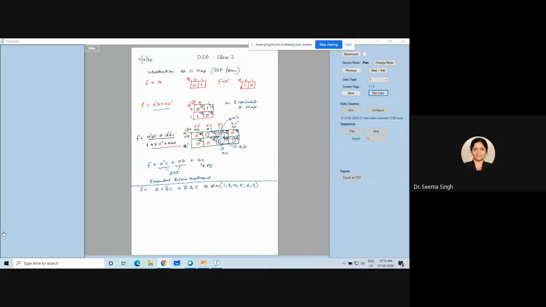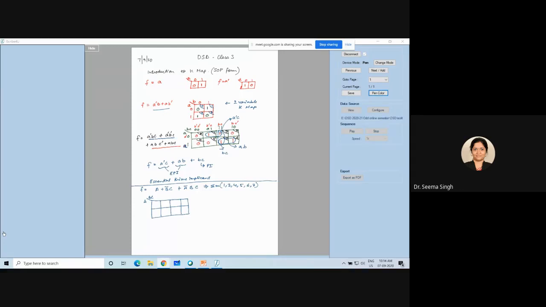Now quickly we should make a K-map for this. Again, this is a 3-variable K-map only, right? I am making a 3-variable K-map. All of you should copy it and you should understand it also along with copying with me, okay?